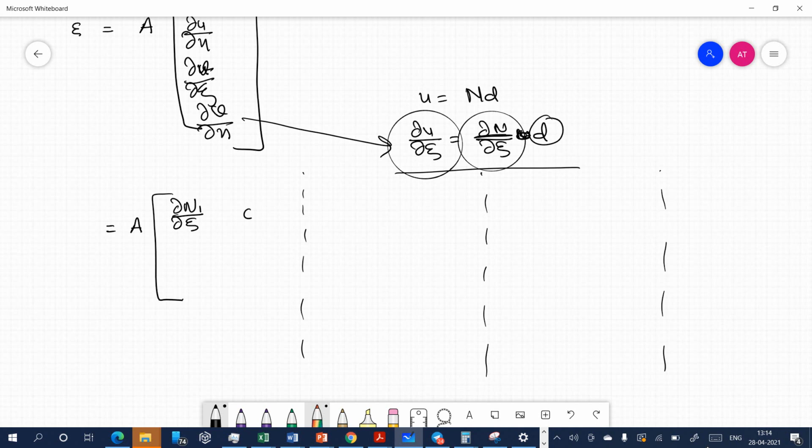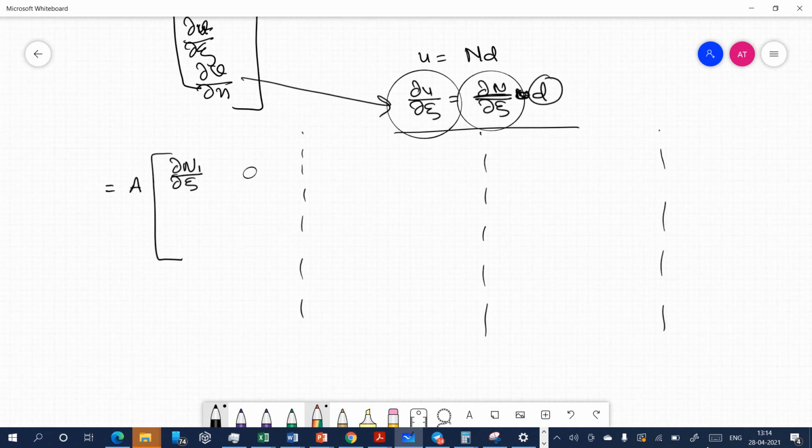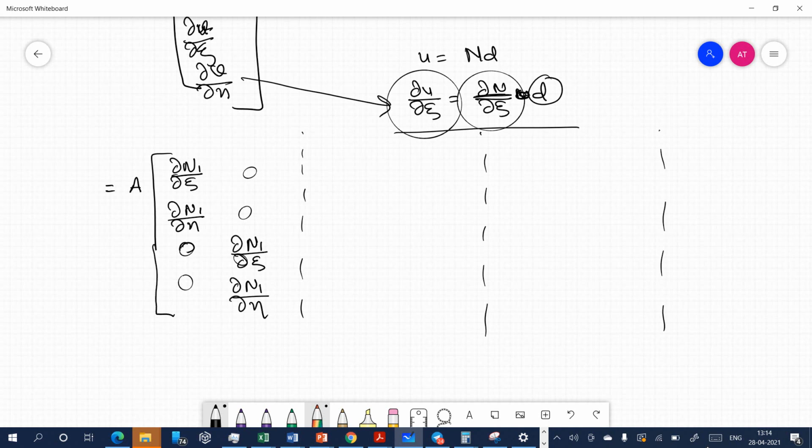And I need nothing else, so this will be 0. And the second term is del u by del eta, so for that I should write del N1 by del eta and 0, and then I need nothing here, but I will need for del v's. So for that del v's I should write del N1 by del zeta and del N1 by del eta, right? This part of the total matrix is only for the shape function 1, and then you repeat it for shape function 2, 3, and 4.